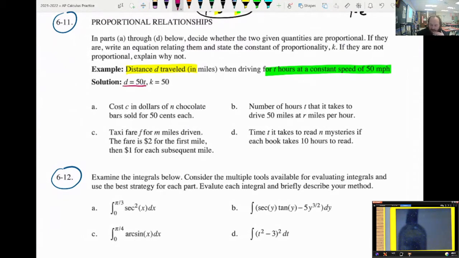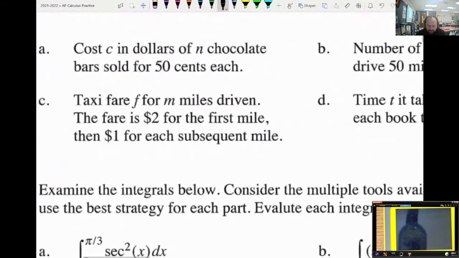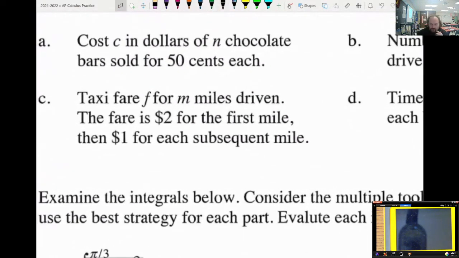When you're talking about proportional relationships, basically the question is, can you write it as y equals k times x? That's a proportional relationship. Is there just something that you're multiplying by every time? So for example, question A, cost C in dollars of N chocolate bars sold for 50 cents each. Well, the cost is just going to be 0.5 N. That's it. That's a proportional relationship. In this case, the constant is 0.5. That's all we're doing here.